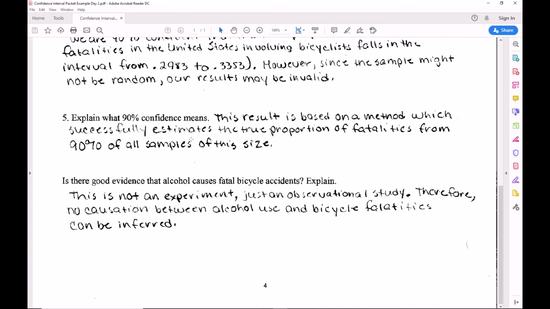All right, here is the usual thing. It's not really part of the question. It's just a general question about 90% confidence. What does it really mean? I'm going to piggyback on what I wrote yesterday. So this result is based on a method which successfully estimates the true proportion of fatalities from 90% of all samples of this size. Even if you just say that it estimates the true population proportion from 90% of all samples of this size, you can leave out the context because they're really not asking you about the question.